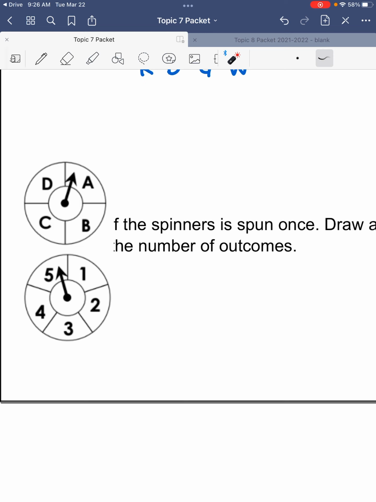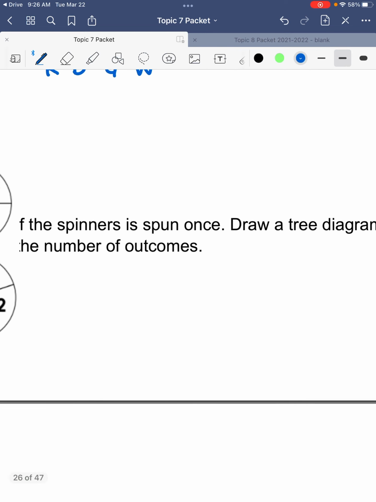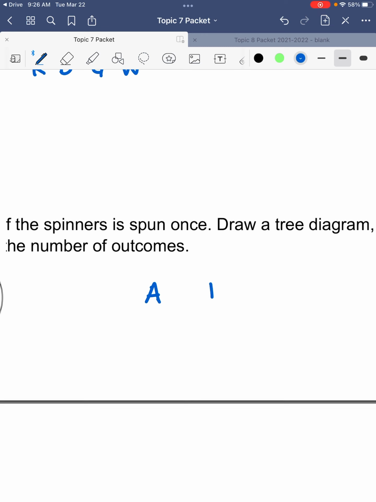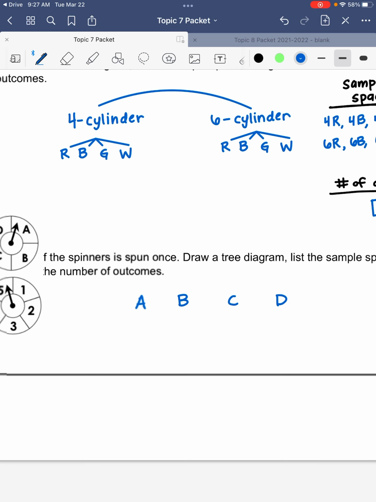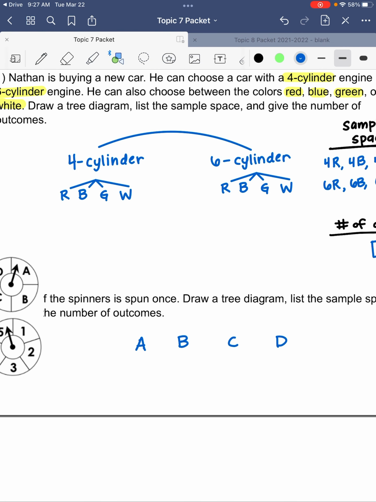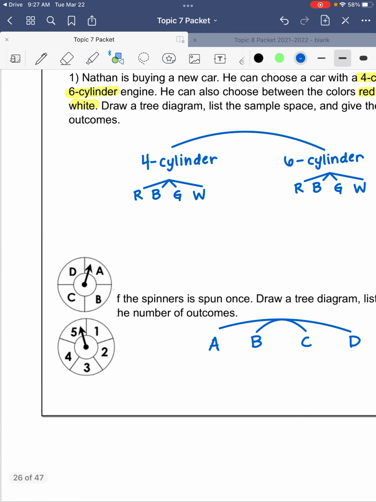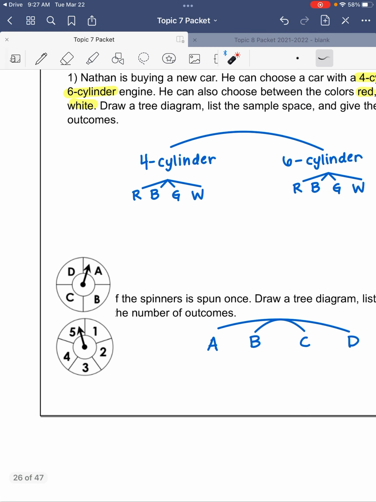Okay, well my first spinner has A, B, C, and D on it. So that's going to be my top row. So A, B, C, and D. That's my top row. I'm going to connect them with some little lines here. There we go. So now my second spinner, the second one is spun, is this bottom one. So remember, this one was spun first, and then this one was spun second.